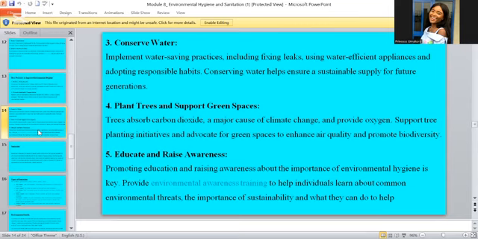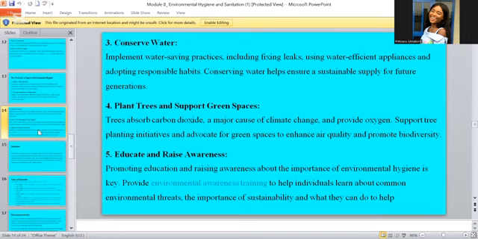Plant trees and support green spaces. Trees absorb carbon dioxide, and a major cause of climate change is carbon dioxide. So trees provide oxygen. Support tree planting initiatives and advocate for green spaces to enhance air quality and promote biodiversity. Educate and raise awareness.